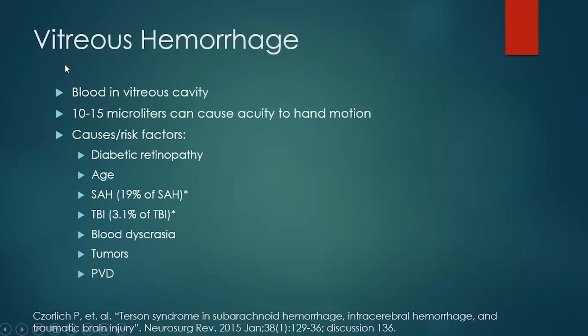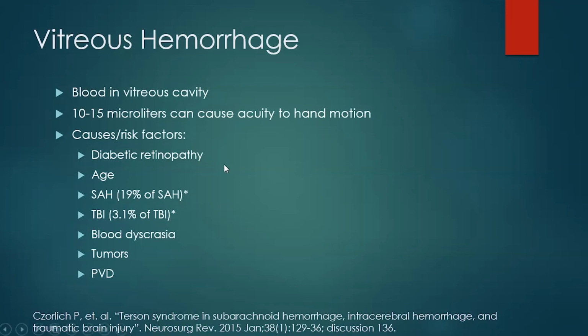Next, moving down the differential, it's going to be vitreous hemorrhage, which again is going to be blood in the vitreous cavity there. A very small amount of blood is needed to have a pretty significant decrease in vision. I saw in some studies 10 to 15 microliters of blood can cause a decrease of visual acuity down to only hand motion.